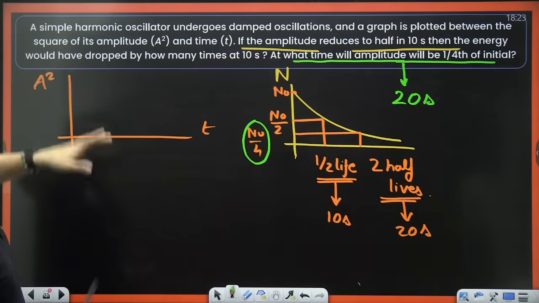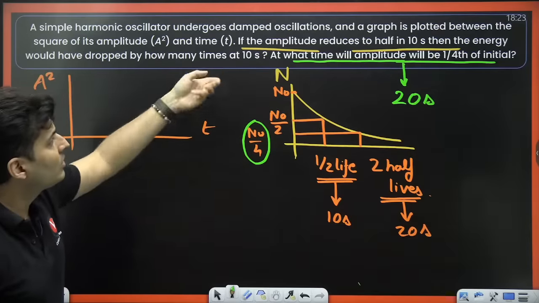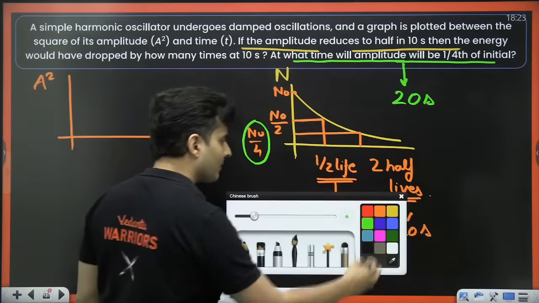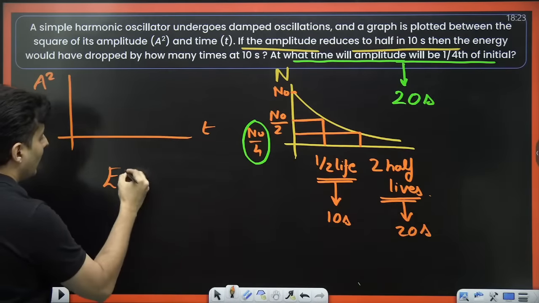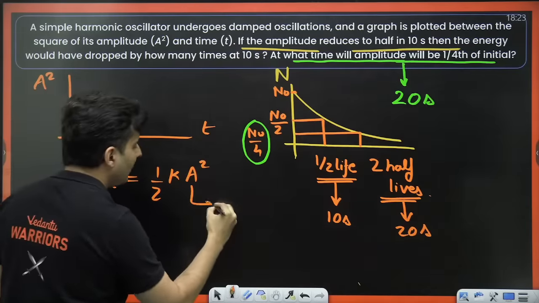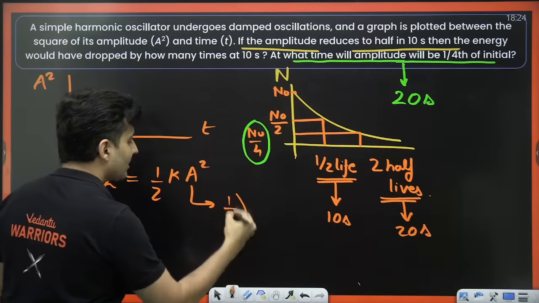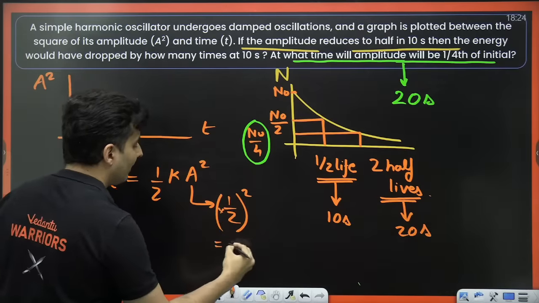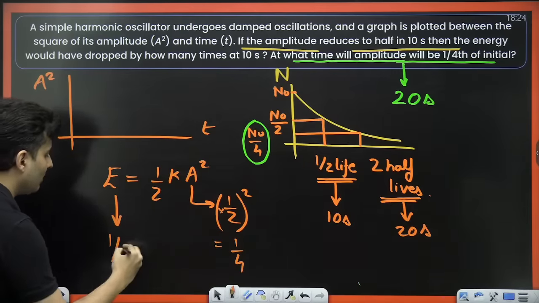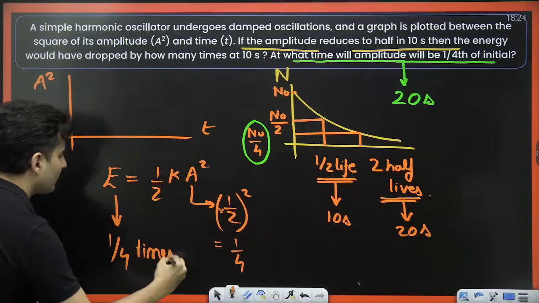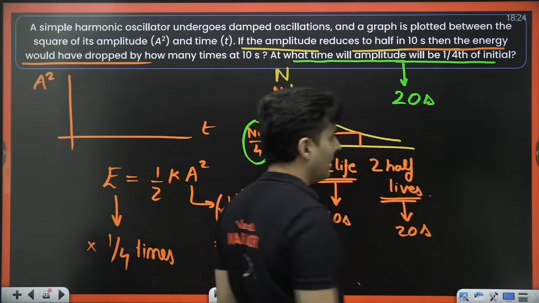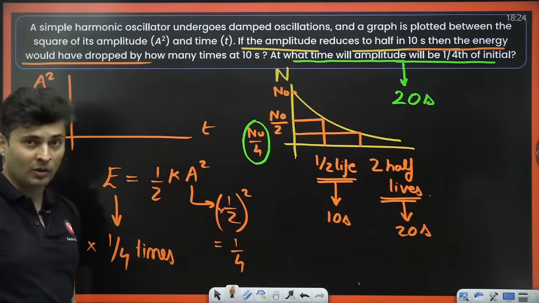Then, if the amplitude reduces to half in 10 seconds, the energy would have dropped by how many times in 10 seconds? We know that energy is half k a square. So if the amplitude becomes half times, the square of half will become 1/4. So if RHS becomes 1/4, energy will also become 1/4 times. So the energy would have dropped to 1/4 of the times in 10 seconds.